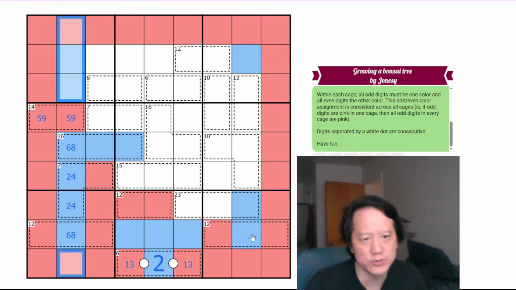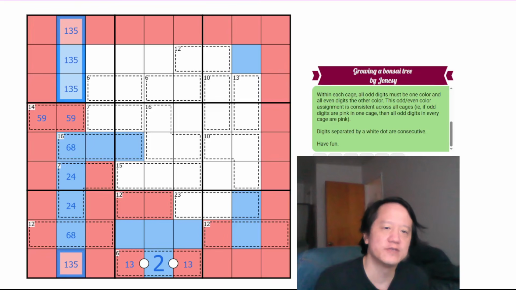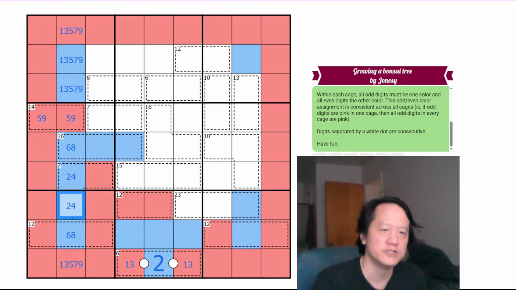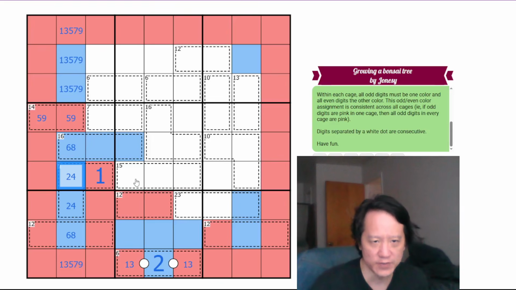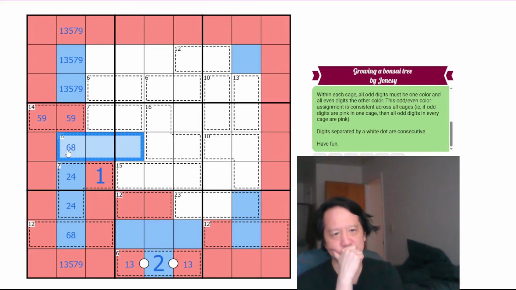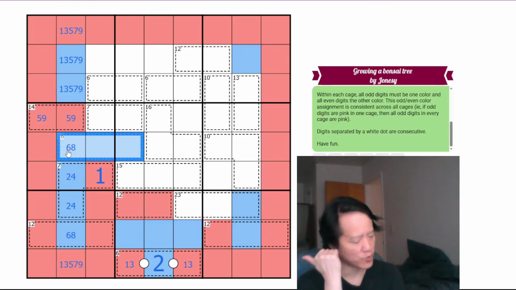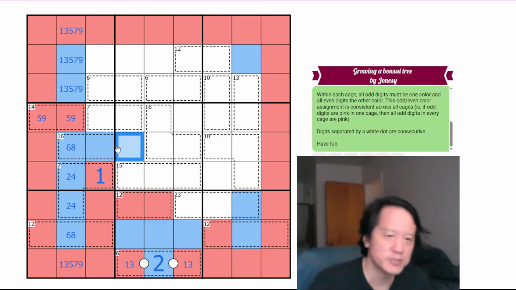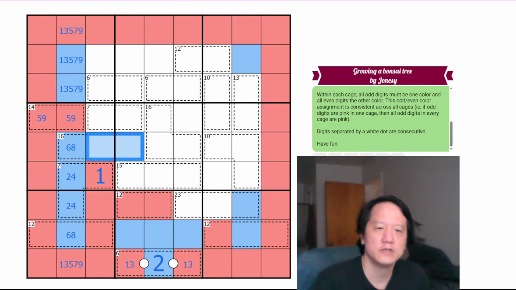The rest of column 2 has to be 1, 3, 5, 7, 9, because we have used up all the even digits in column 2. And this has to be 1 again, because we have 1, 2, and 4 adding up to 7. In the 16 cage, we have 3 even digits. So I think it has to be 2, 6, and 8. Yeah. 2, 4, 6 adds up to 12. 2, 4, 8 adds up to 14. 2, 6, 8 adds up to 16. And 4, 6, 8 adds up to 18. So this must be 2, 6, 8 as a triplet here to add up to 16.